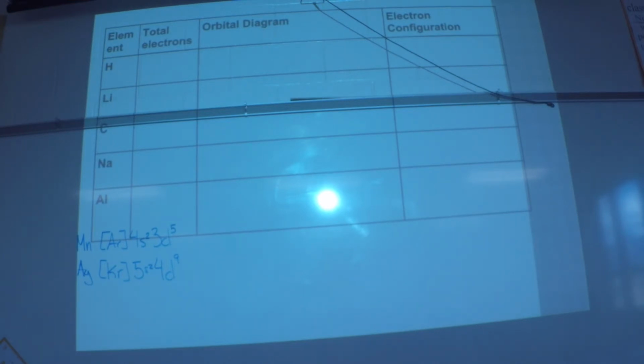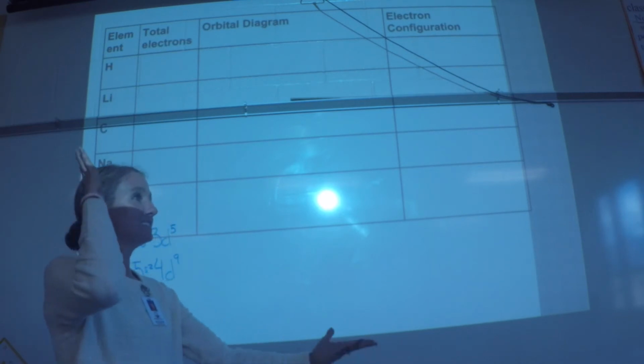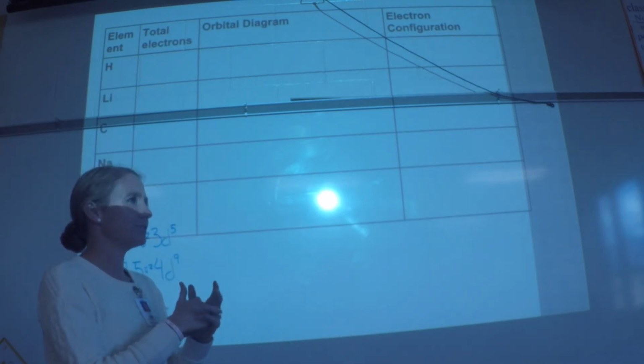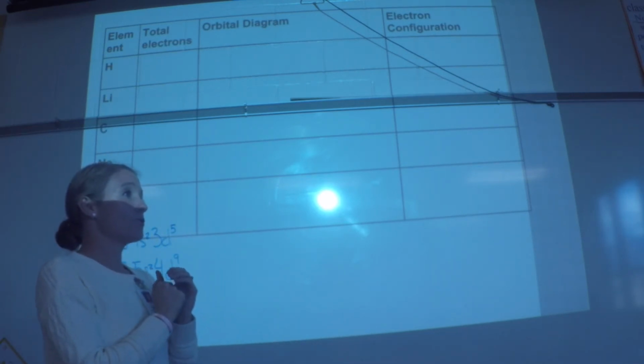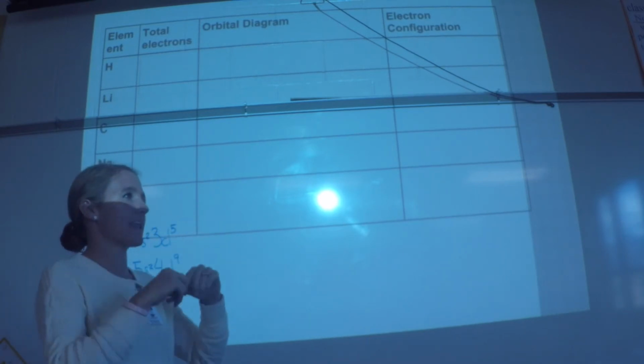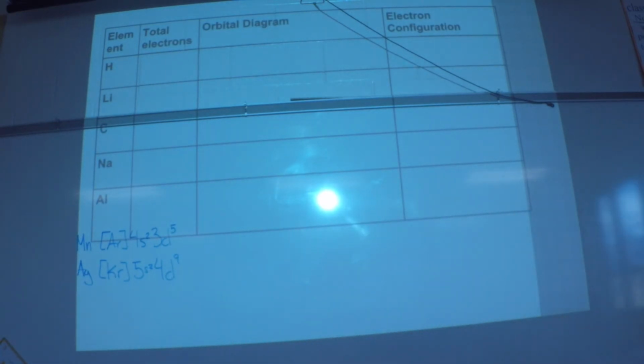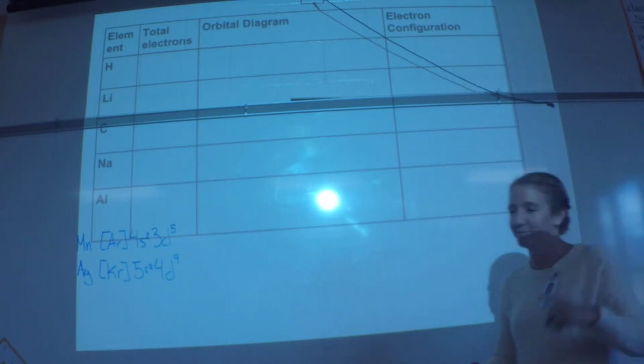Wave your arm if you don't want me to say the answer yet. Okay, so you should have, where's uranium? 92. Okay, so you could have shortcutted with Rn. So Rn in brackets, and then 7s2, 5d4, 5f. I was like, wait, no, you can't do it to me.